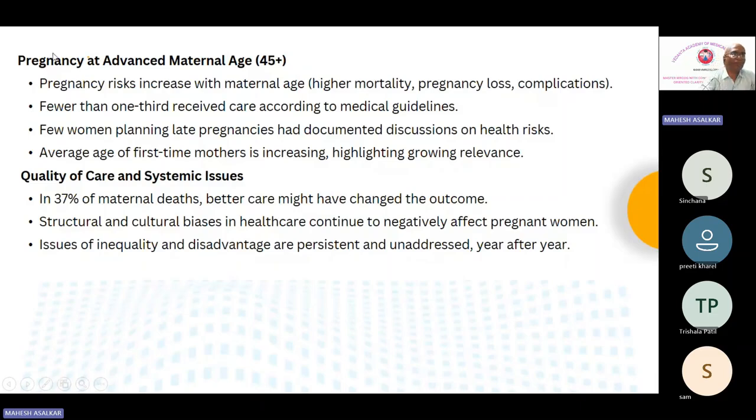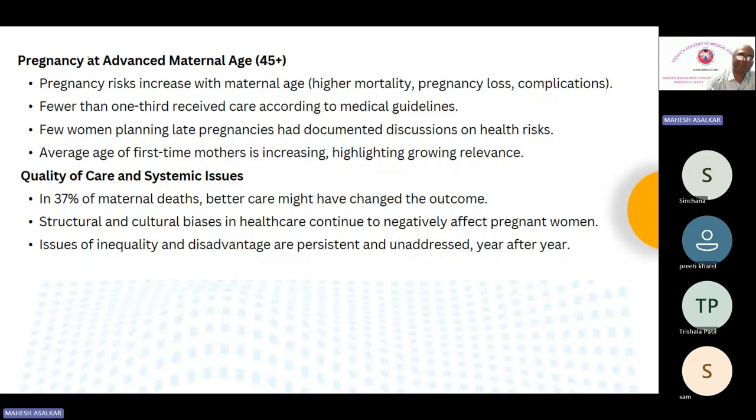Okay, so what they are saying about pregnancy at advanced maternal age: pregnancy risk increases with maternal age. So there is a higher mortality, pregnancy loss, and complications. Fewer than one third received care according to the medical guidelines. So whatever care they are supposed to receive, less than one third of patients have received such care. Few women planning late pregnancies had documented discussions on the health risk.